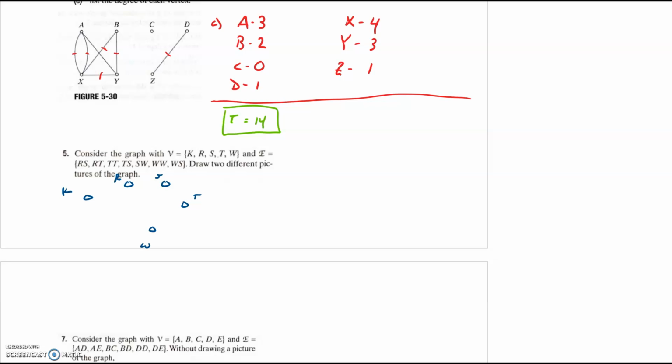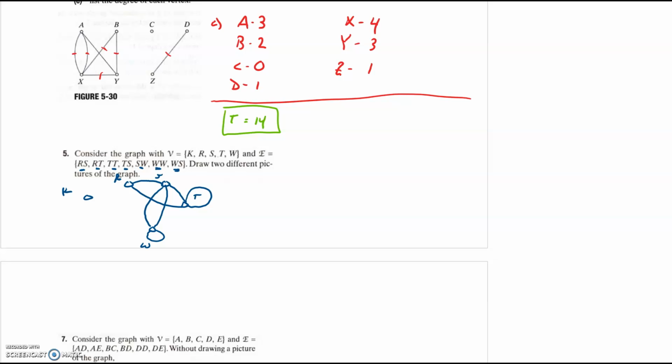We want to draw the graph. So from R to S, perfect. From R to T, perfect. From T to T, that's a loop. I have a loop here. From T to S, from S to W, W to W, I have another loop, and then W to S. So here is a good picture of that graph.